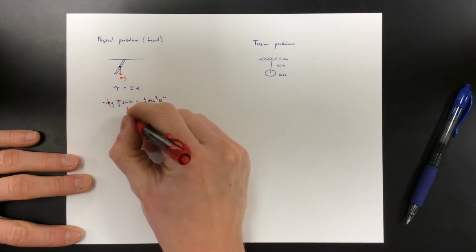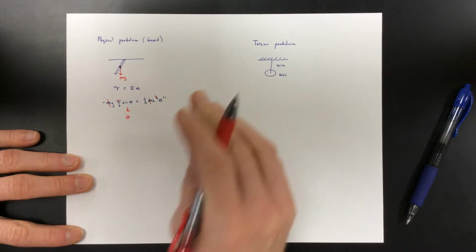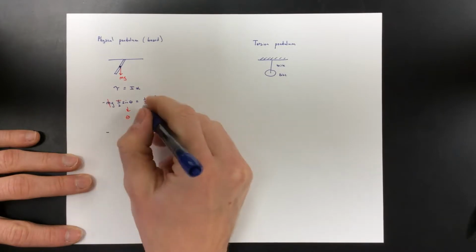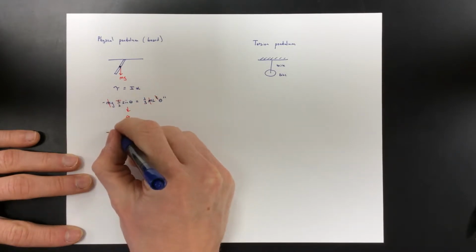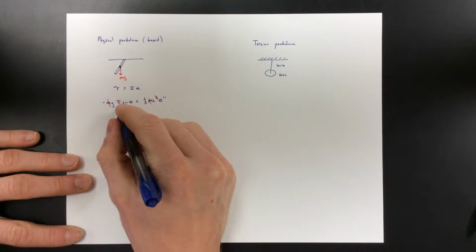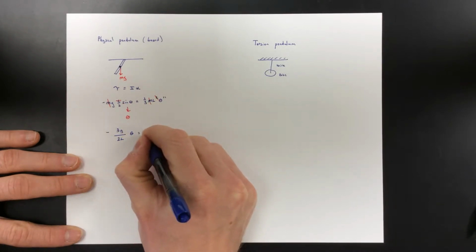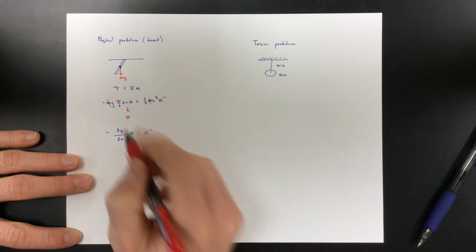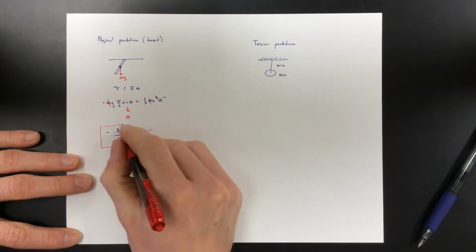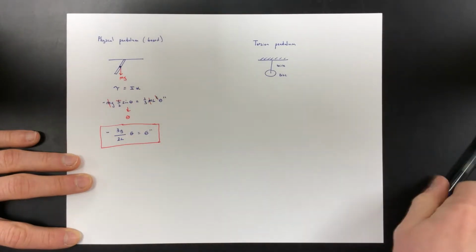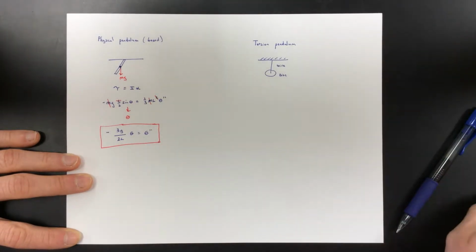Sine theta is approximately equal to theta for small angles. Again, it's the small angle approximation. And then what we're left with is negative 3g over 2L theta equals theta double prime. And again, I'm going to put a box around it. Again, this is a second order differential equation. I'm not expecting you to solve it, but I am expecting you to know the pattern.